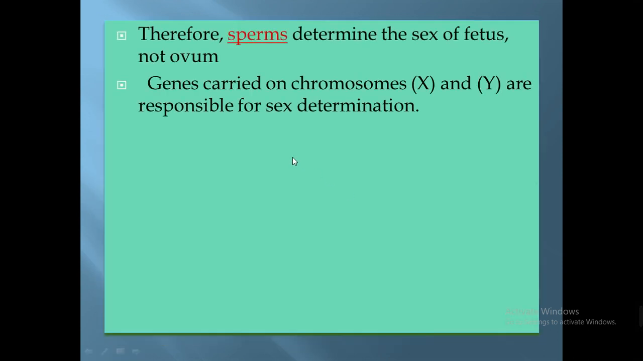Let's study the genes which are responsible for sex determination. Are the genes found on X or Y chromosomes? On Y chromosomes. Both contain genes responsible for sex determination, but Y is mainly responsible for sex determination, because when a sperm containing the Y chromosome fertilizes the ovum, it will produce a male.